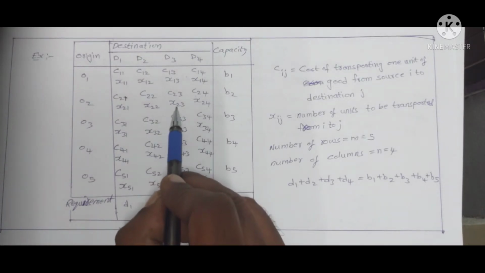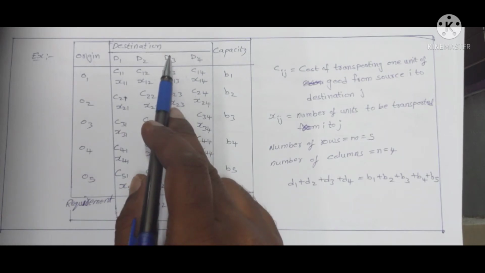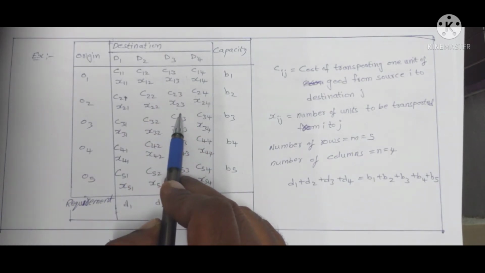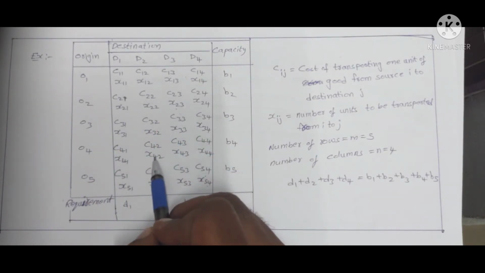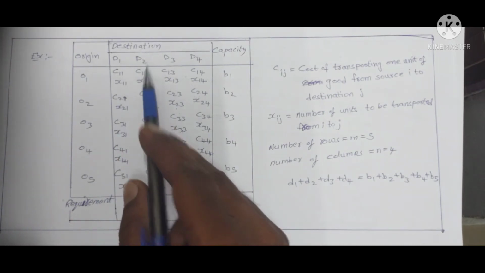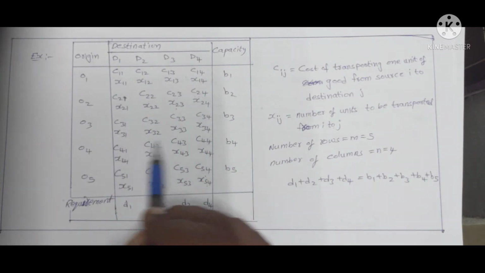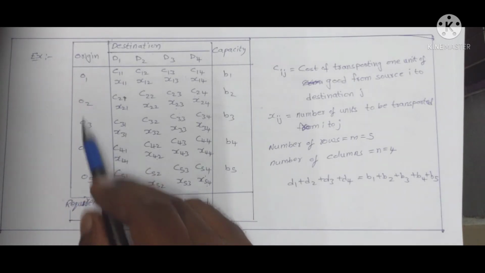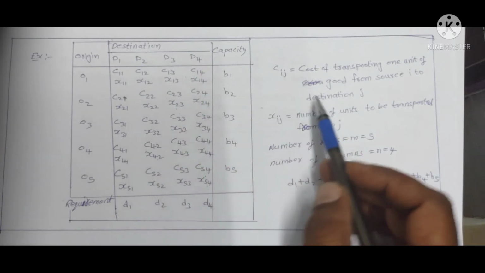Let us take x23. The number of goods transported from origin O2 to destination D3 is x23, the total number of goods transported from origin O2 to D3. Similarly, if you take x42, this is also the number of goods transported from origin O4 to destination D2, like that. So all these x values are related to the number of goods transported from different origins to different destinations. Okay? So next, see here, Cij.